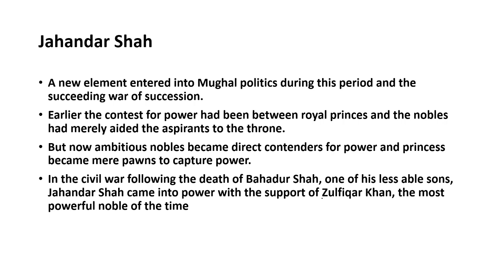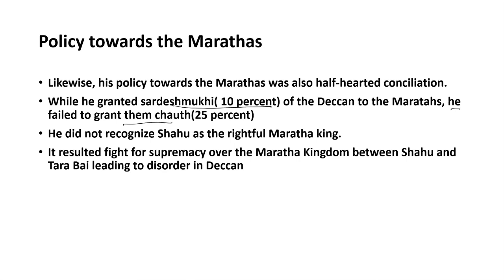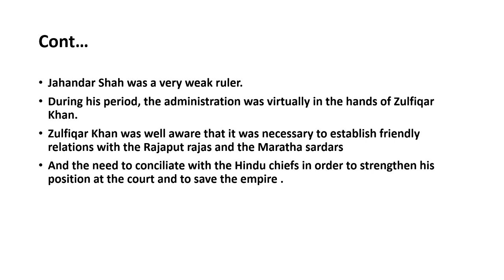Now come to the civil war following the death of Bahadur Shah. How did Jahandar Shah come into power? He came into power with the help of one of the most powerful nobles of his time. It was none other than Zulfikar Khan. Zulfikar Khan was a powerful noble during this time. It was with the support and backing of Zulfikar Khan that Jahandar Shah was able to come into power. This new element began to decide the fate of Mughal rulers. Jahandar Shah was a very weak ruler. However, it was Zulfikar Khan with whom the actual administrative power was vested.